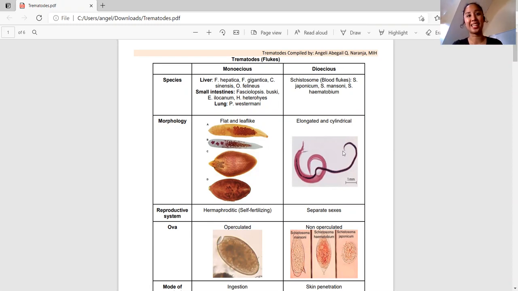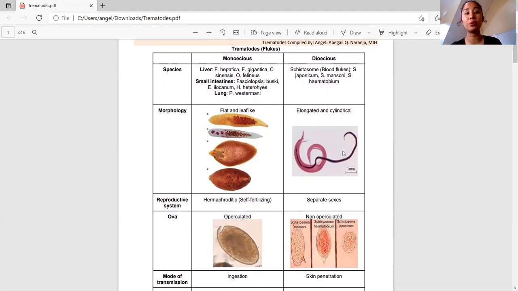Separate sexes. And they say this is the most romantic parasite, the blood flukes, because you will always see them in copula. That means they are reproducing, they are having sex. It looks like this. Can you see it, guys? Let's draw it. So this is in copula. The thinner one is your female, and the short and stout one is the male. The female is attached inside the gynecophoral canal.